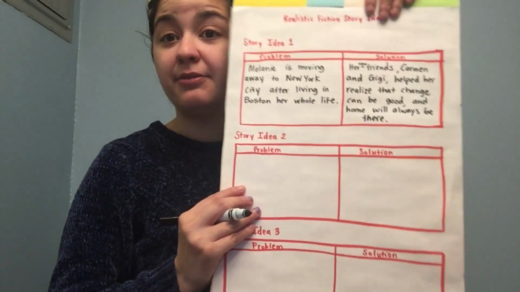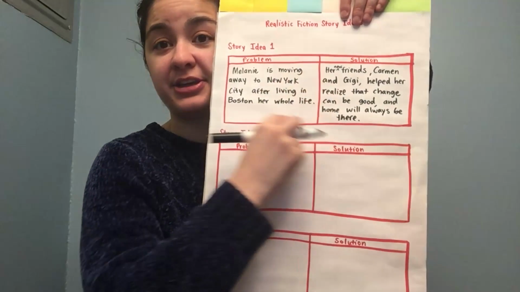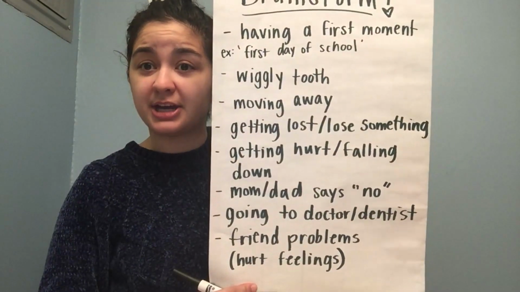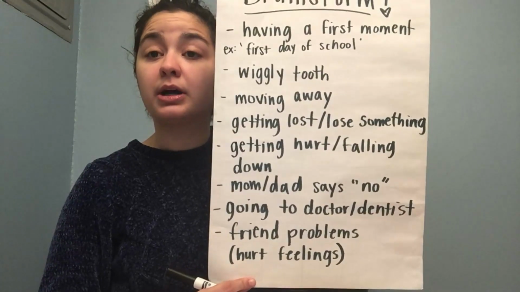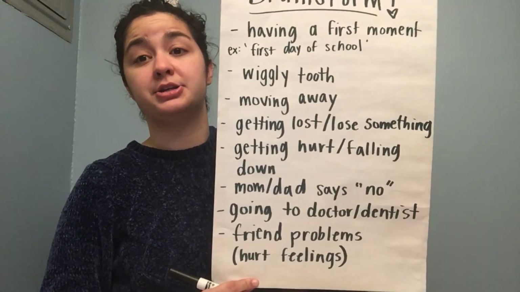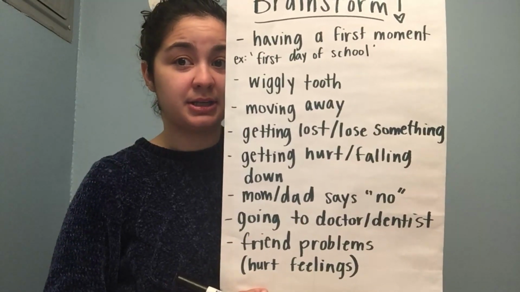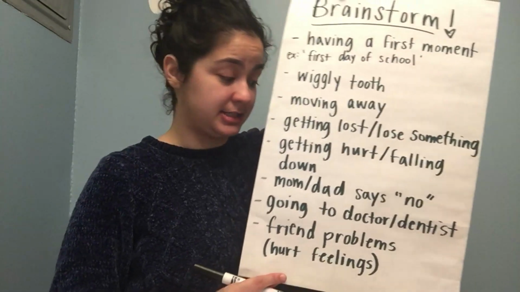All right, we're going to move to story idea 2. Remember, this idea has nothing to do with this one, so we're going to think of a whole new problem and solution. Now remember, you can think back to our brainstorm and choose another one from this list, or you can think of one on your own if it's not on this list. So I'm going to choose getting lost.